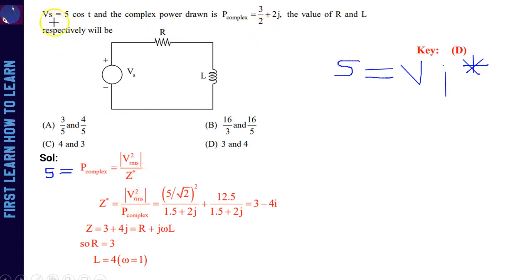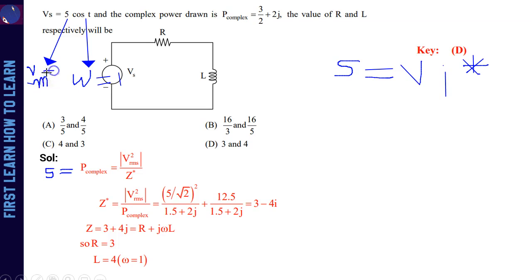So if you see the applied voltage, Vs is equal to 5 cos t. From this equation we can derive two values. One is the omega value. When we compare with cos omega t, we get omega is equal to 1. And another value we are going to get is the amplitude. This is the maximum amplitude, maximum positive peak or maximum negative peak amplitude, that is Vm. Vm is equal to 5.